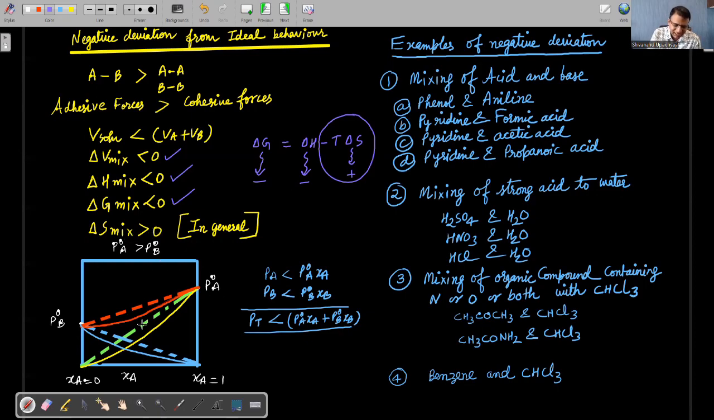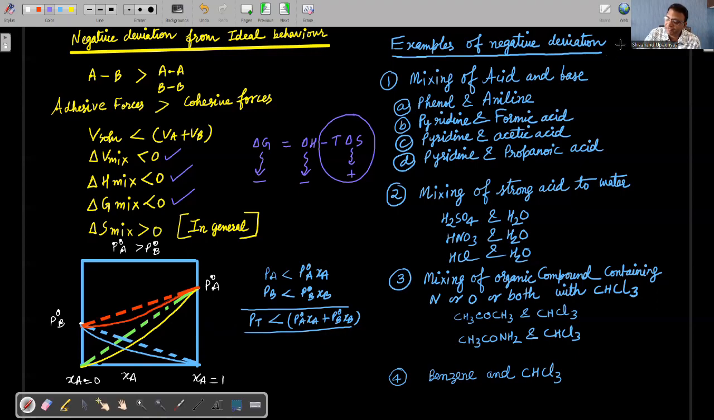So again, this is the graph, and now you can compare here that with respect to the ideal solution, the vapor pressure of A in the solution will be less. Because Raoult's law is not valid, I cannot say that it is P naught A XA. But we can say whatever the vapor pressure of A in the solution, it is less than P naught A XA. What is the vapor pressure of B in the solution? It is less than P naught B XB. Whatever the total vapor pressure of the solution, it is less than P naught A XA plus P naught B XB.